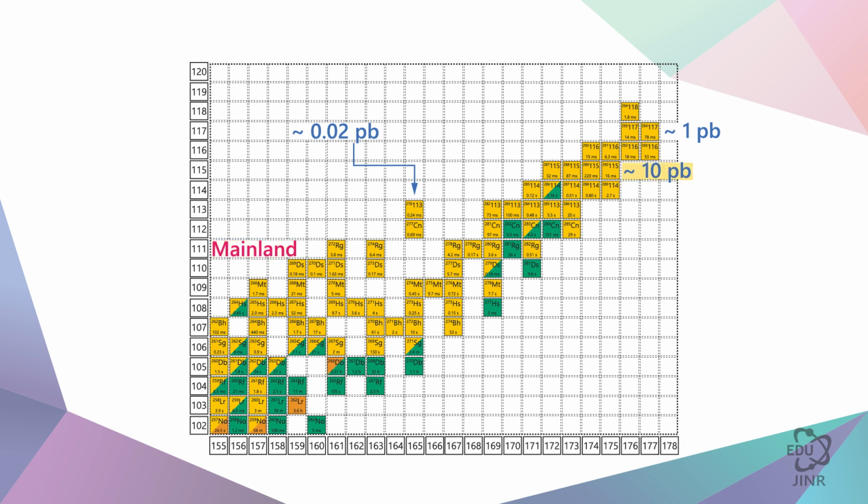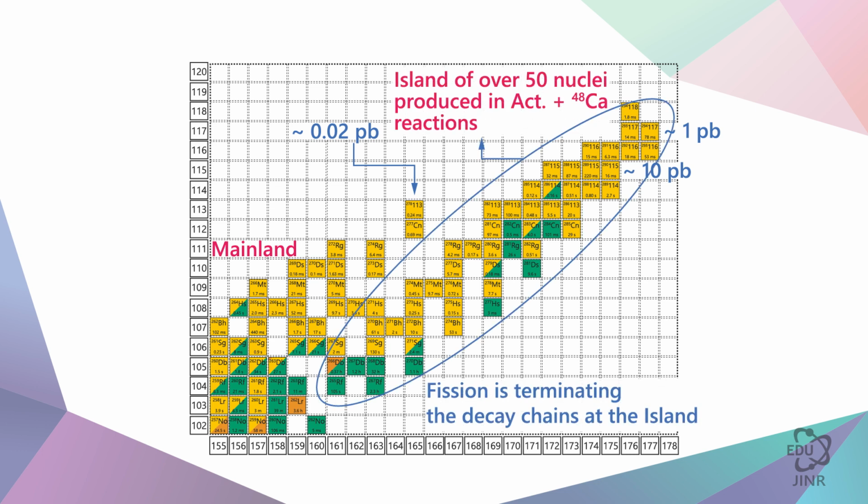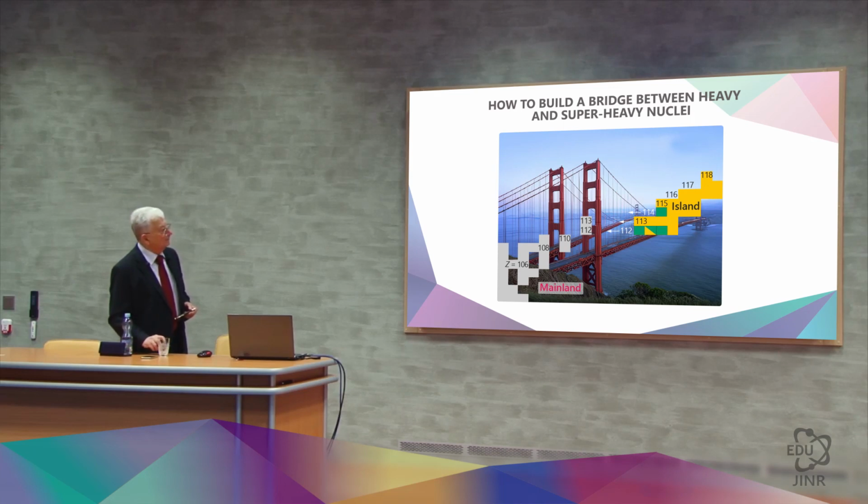Here we have a rather large cross-section, 10 picobarn. And even if we go to the 118th element, it is about 1 picobarn, while on the continent there is no further development. Here 0.02 picobarns became visible at the 113th element, and this is probably the last one. That is, you can only move forward by crossing the island. The island contains more than 50 nuclei produced by the reactions between actinides and calcium-48. We want to create a bridge between the island and the continent.